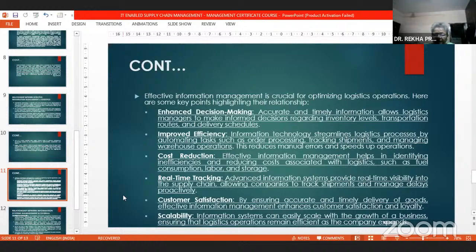And this technology has also reduced the cost. Real time tracking is there. This has led to customer satisfaction.